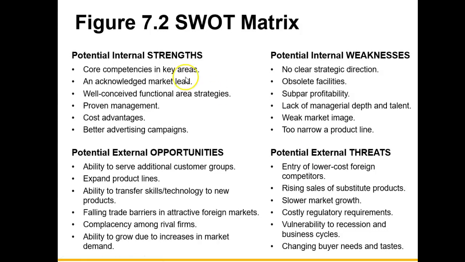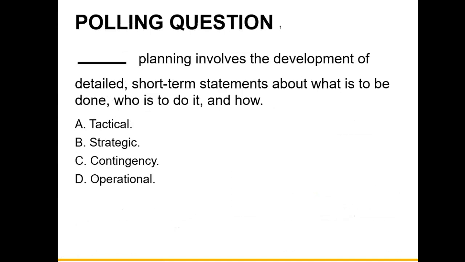So a strength could be that we're a leader in our market. A weakness could be that we don't have a clear direction on where we're going. Opportunities could be to expand our product line. A threat could be the rise and sale of substitute products, meaning products coming from our customers. So corporations do a SWOT analysis to determine their strengths, weaknesses, opportunities, as well as threats to the organization.